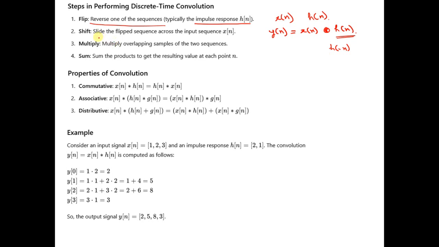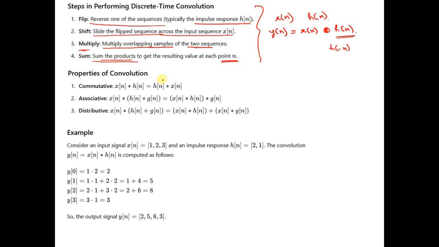Next is to slide the flipped sequence across the input sequence x[n]. That we will see a bit later. Then when we are sliding it, at each position we will perform multiplication of the overlapping samples of the two sequences, and lastly we will do the summation at those positions to get y[n], the y values at particular n values. I know it would be a bit difficult for you to understand at this moment, so please wait for some time. In a few moments we will discuss what is exactly happening.